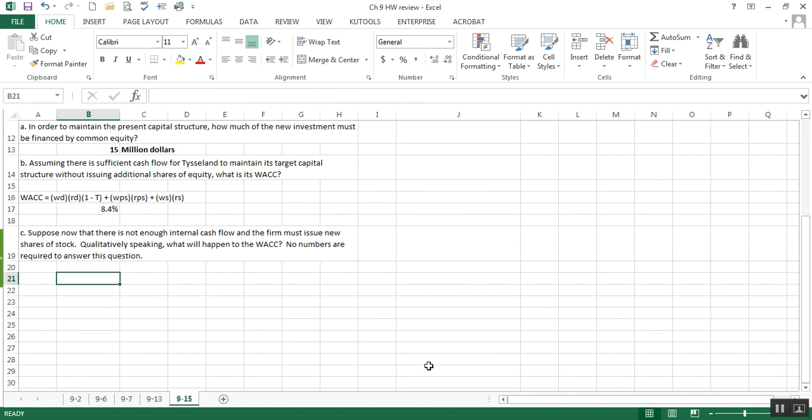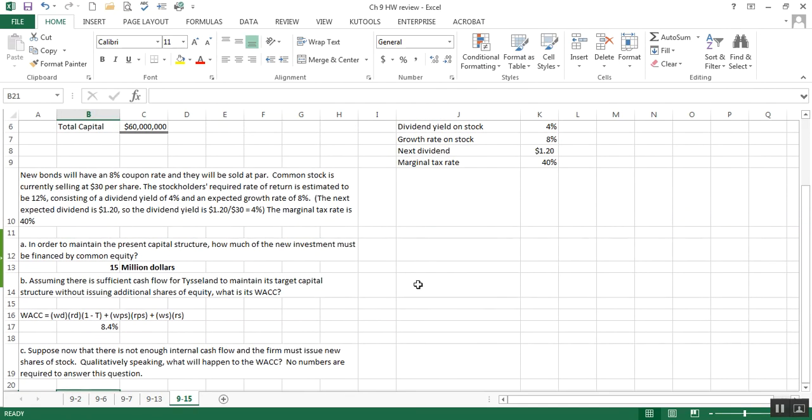And the final question asks us to suppose that there's not enough internal cash flow and the firm must issue new shares of stock. Qualitatively speaking, what will happen to the WACC? No numbers are required to answer this question. So let's think about this. They have to issue new shares of stock. In doing so, the required rate of return on stock will increase because of the flotation costs. Therefore, the WACC will also increase. Without doing any calculations, we can assume that the WACC, the cost of capital, is going to increase because we are incurring additional costs to issue the new capital for the common shares that we will be issuing.